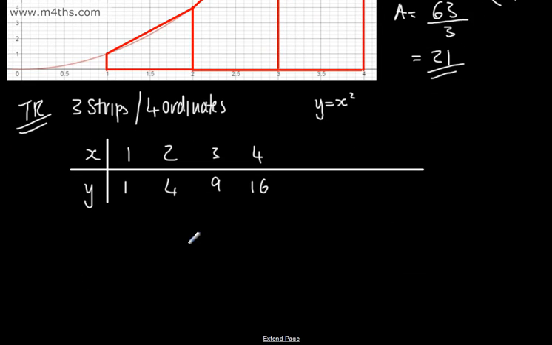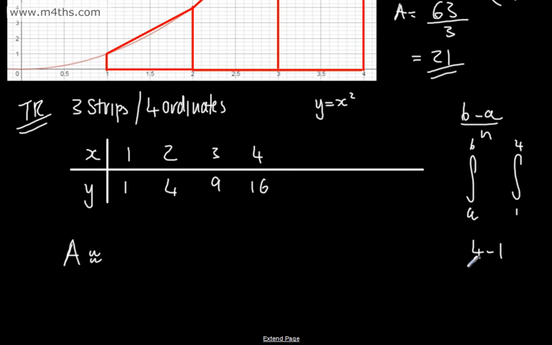Okay, so all we need to do then, if I want to use the trapezium rule, we can say that the area is approximately equal to h. h is just this height here. So when we talk about (b minus a) over n, think about the integral. This is a, this is b. So what I've done here, I've taken the integral from 1 to 4. So b is 4, minus 1, which is a.